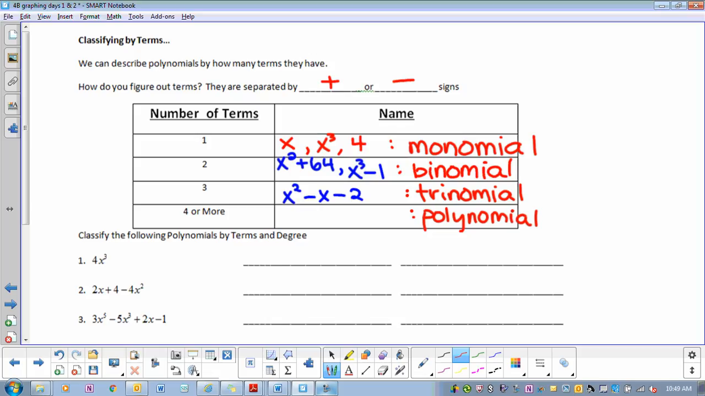It's been a while since I taught geometry, but so 4 or more terms would be x cubed plus x squared plus x plus 4. All right. Then whatever example you want to give me, okay? It just has to be 4 terms, or it could be 6 terms.